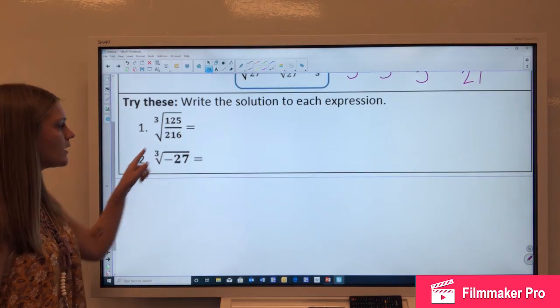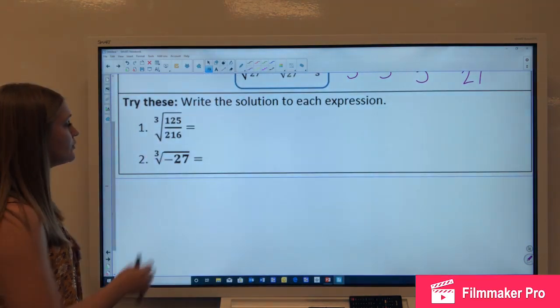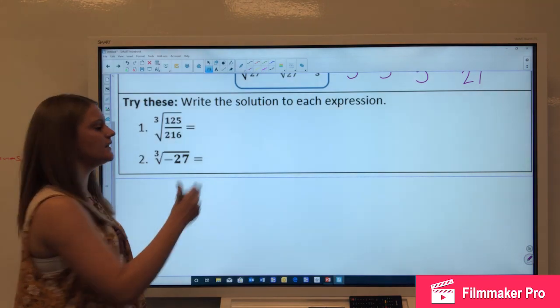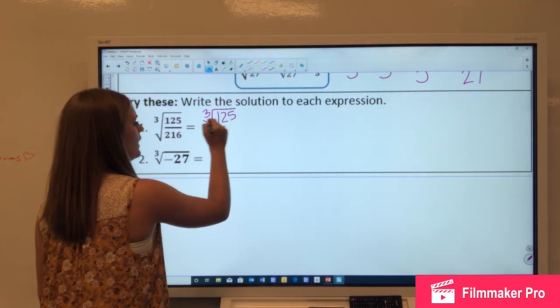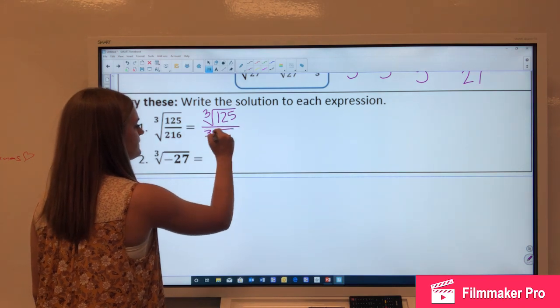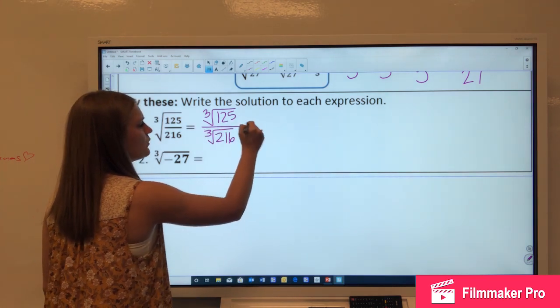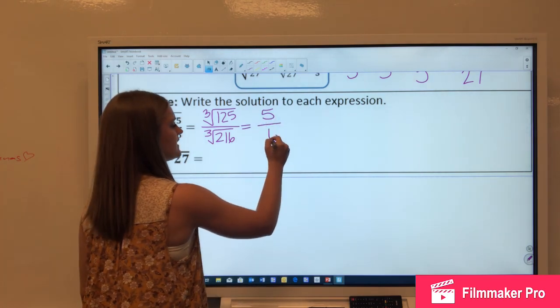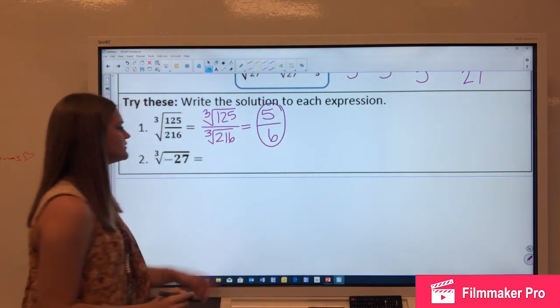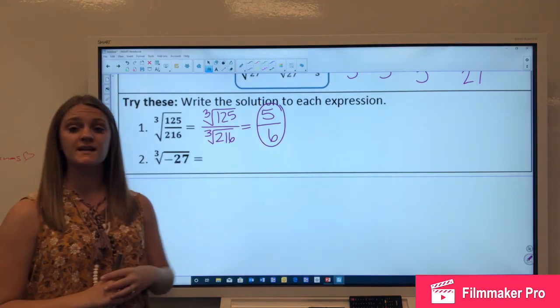Let's try one more fraction. So the cube root of 125 over 216 is the same thing as the cube root of 125 over the cube root of 216. The cube root of 125 is 5, and the cube root of 216 is 6, so the cube root of this fraction would be 5/6.